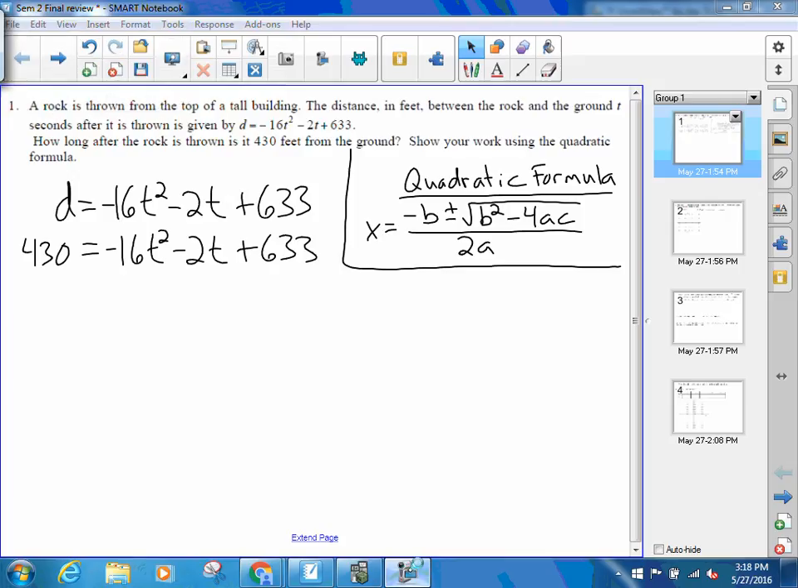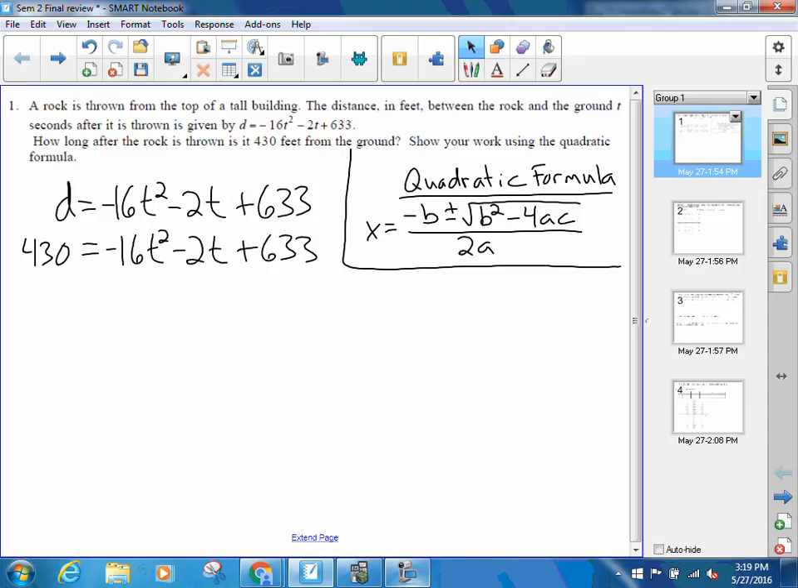Okay, to solve this first problem on the final here, involving throwing a rock from a tall building, you're going to have to use the quadratic formula. So I've got that on the right here, and then the formula that they give you to find out how far the rock is from the ground, I have that written there as well, and they want to know how long after it's thrown is it going to be 430 feet from the ground. So I've replaced the D with the 430.